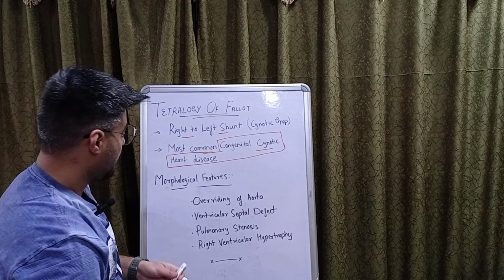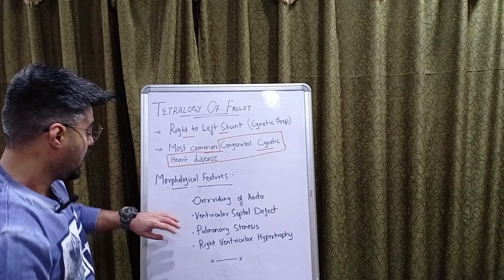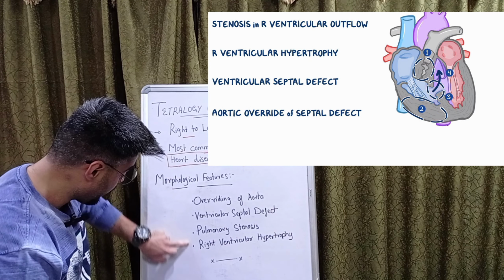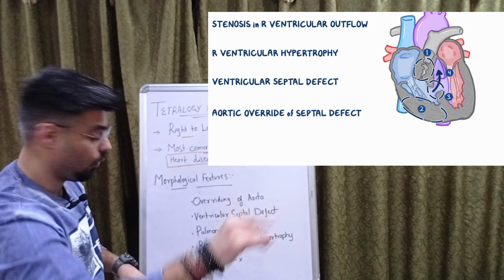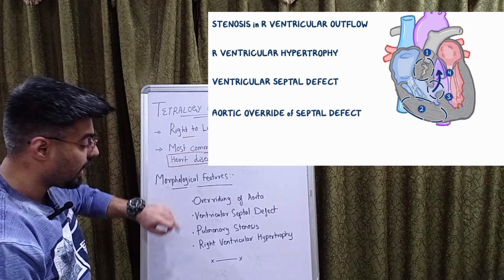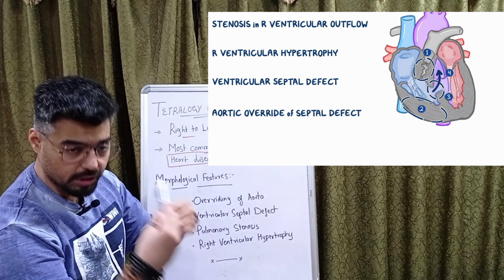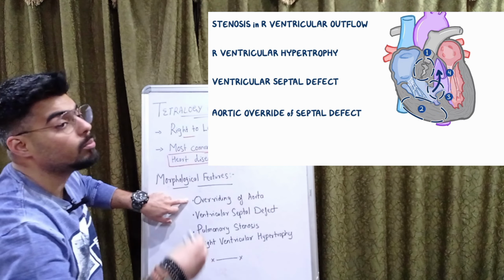Now, let's come towards the morphological features. As I said earlier, there are four defects in tetralogy of Fallot. From the word itself, tetra means four. So there are four morphological features, or the subject will show four defects, and they are as follows.